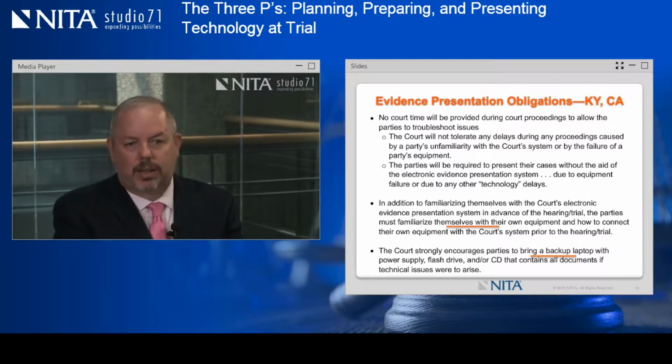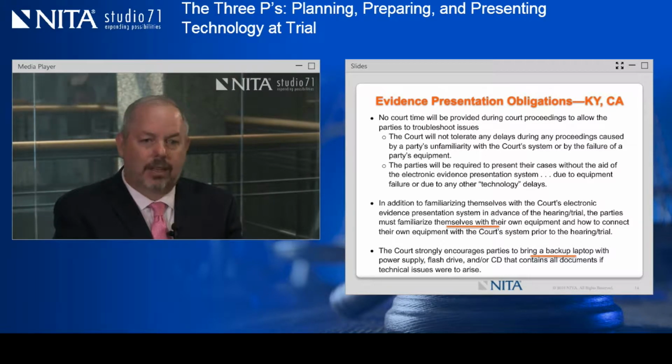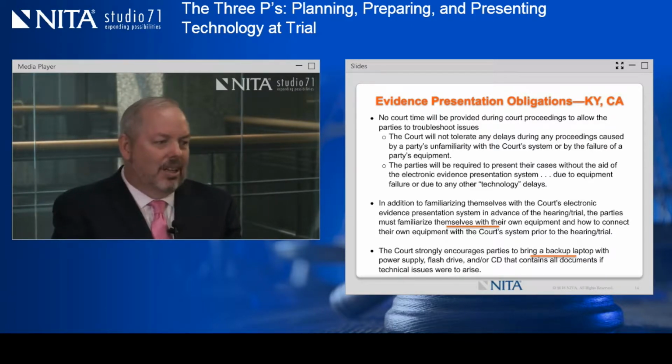The court strongly encourages parties to bring a backup laptop with power supply, flash drive, or CD that contains all documents if technical issues were to arise. So what they're saying here is the court is clearly tired of ineptitude here. The typical fix for a tech issue is to restart your computer. And in court time, that's dog years. So having a backup ready to go is key to helping keep things running.